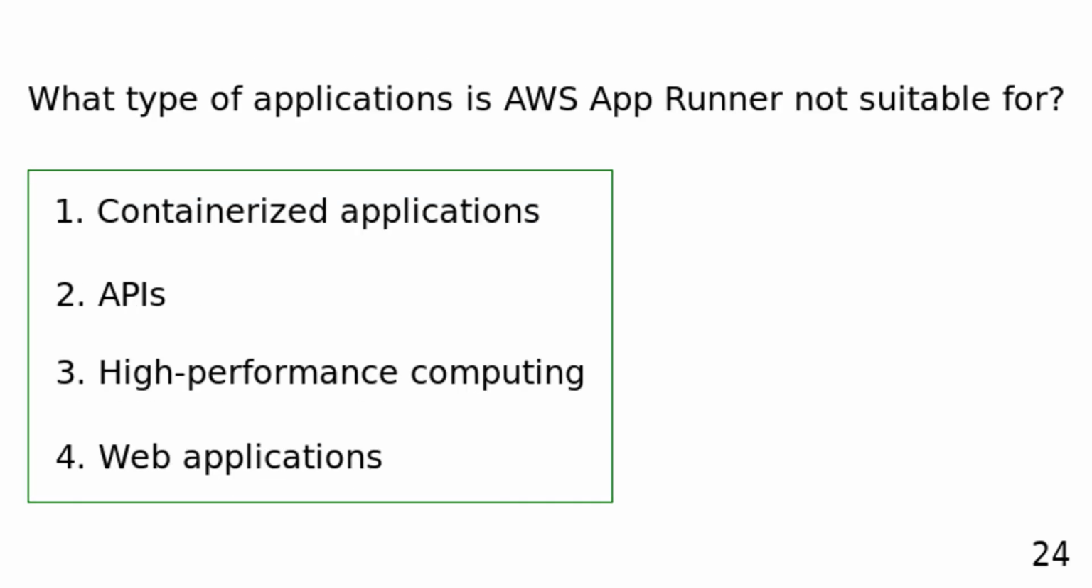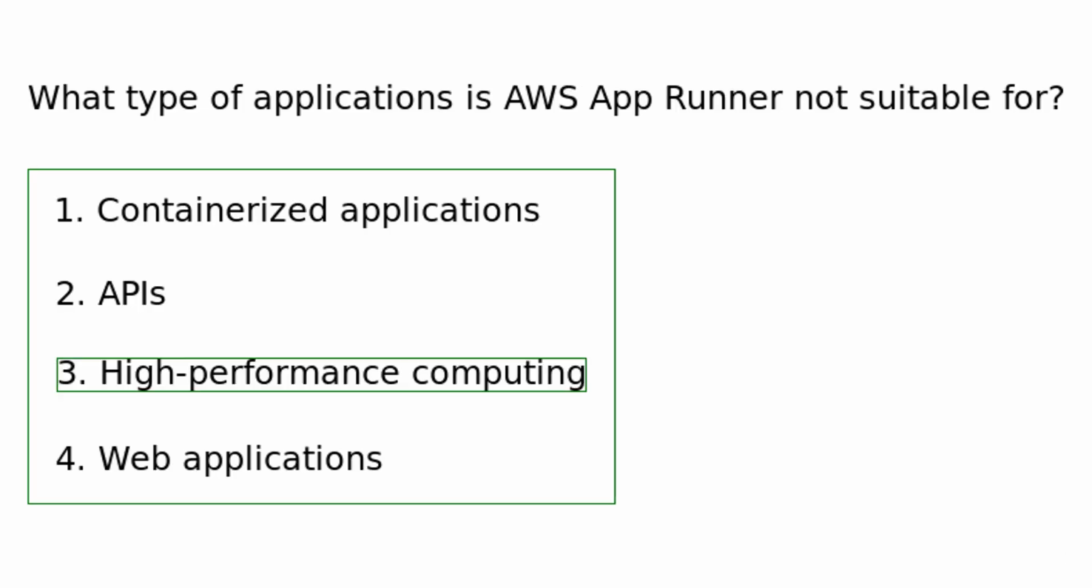What type of applications is AWS App Runner not suitable for? Containerized applications. APIs. High-performance computing. Web applications. AWS App Runner is not designed for high-performance computing applications, which require specialized infrastructure and performance tuning.